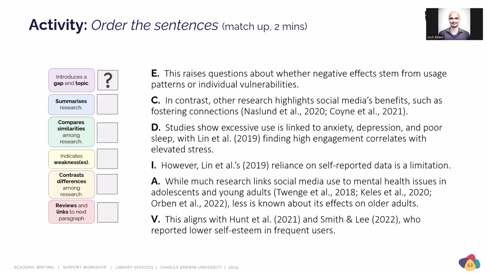All right. So introducing the gap is this introductory part here. The summary sentence is this one: studies show that blah, blah, blah. A comparative or similarity sentence is this one: it aligns with these other authors. A sentence that pokes at a weakness is this one: however, it's relying on self-reported data. This one contrasts between two different authors.